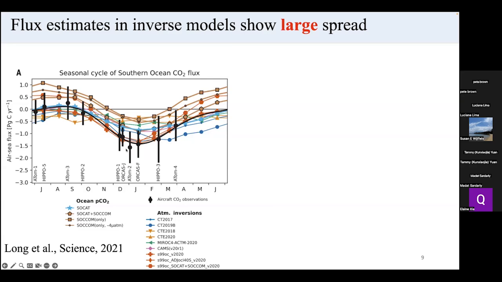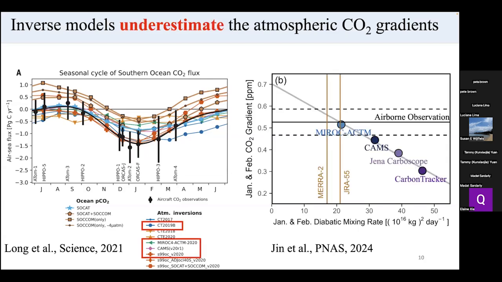So the inversion system could be limited by a lot of factors, including the bias in transport models. It could be limited by how you allow the system to adjust your prior and your assumption to attribute the flux into different sections. There is also aggregation error in the inversion because we only have very sparse surface station measurements over the ocean.